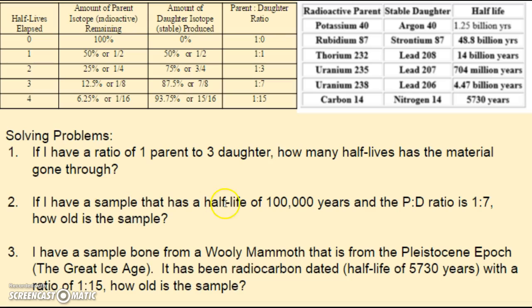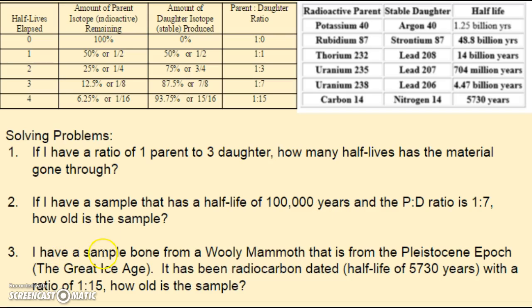So if I have a sample that has a half-life of 100,000 years, this is just a random example, and the parent-to-daughter ratio is 1-to-7, how old is the sample? Well, a 1-to-7 ratio tells me it must have gone through 3 half-lives, and each half-life is 100,000 years. So 3 times 100,000 would tell me that the sample's age would be about 300,000 years old.